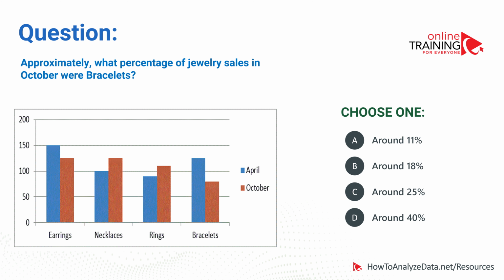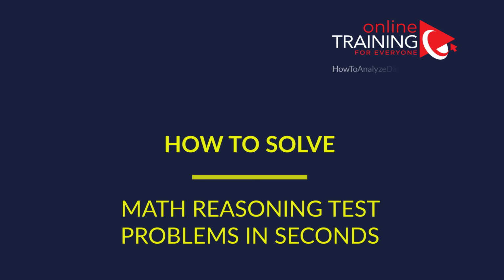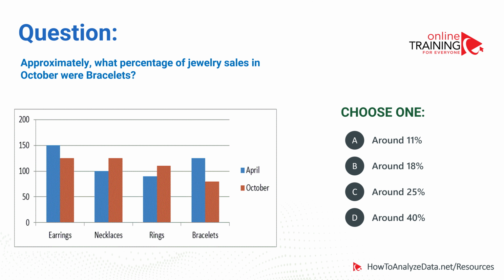In this video, I would like to show you how to solve aptitude math test problems in seconds. Here's the typical question you might see on the math reasoning employment assessment test. Approximately, what percentage of jewelry sales in October were bracelets? And there are four choices: around 11%, around 18%, around 25%, or around 40%. Do you think you know the answer?